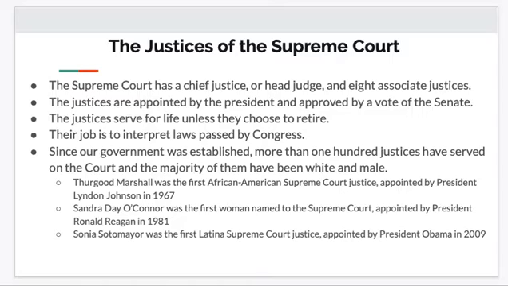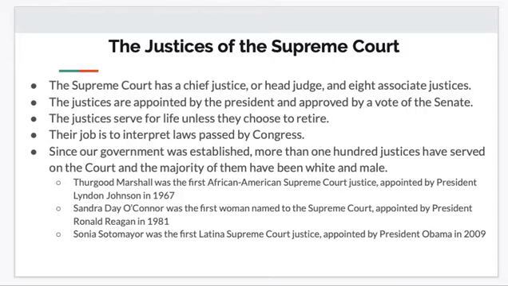Now, who are the justices of the Supreme Court? The Supreme Court has a Chief Justice or a head judge and 8 associate justices. The justices are appointed by the President and approved by a vote of the Senate. The justices serve for life unless they choose to retire or resign. Their job is to interpret laws passed by Congress. Since our government was established, more than 100 justices have served on the court, and the majority of them have been white and male. However, there are some notable firsts.